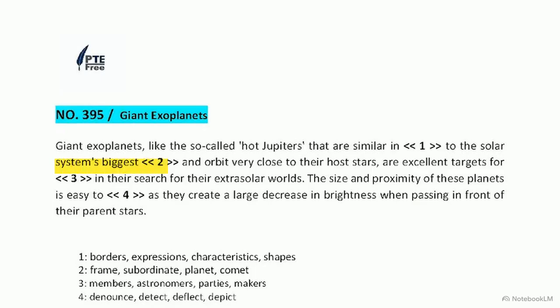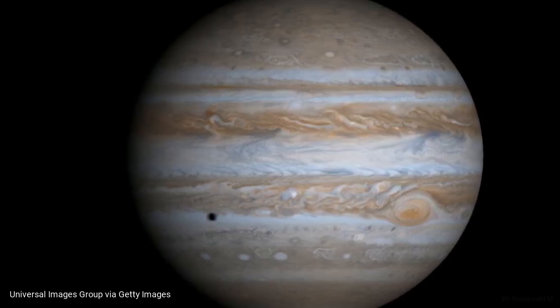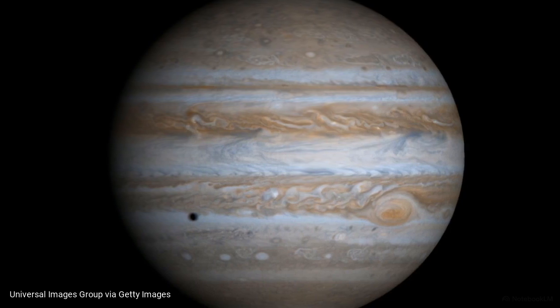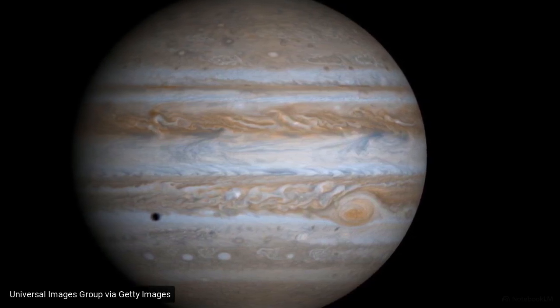Moving to the second blank, the text references the solar system's biggest something. To identify the noun, track back through the sentence. The phrase is drawing a direct comparison to the earlier subject, hot Jupiters. Since Jupiter is definitively a planet, the answer must be planet. This eliminates the factually incorrect comet and unrelated choices, frame or subordinate.